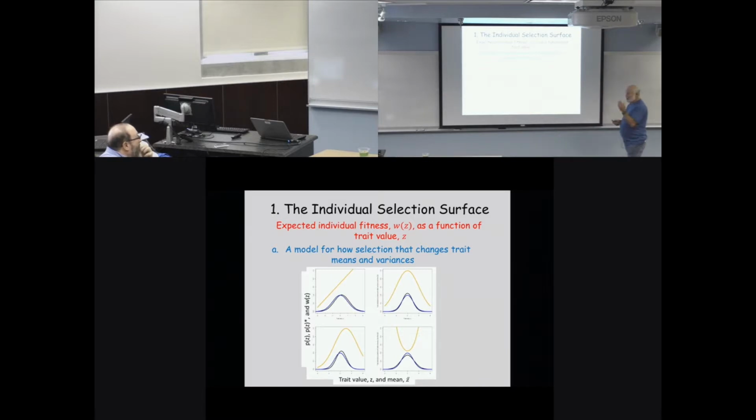Okay, so now I'm in 3 colors today. We've gone from 2 to 3. So that's good or bad. And what I'm going to say here is, in red, I've got the takeaway message from the slide. So at least read this before you go back to your email. The main point here of the individual selection surface is that this is the expected fitness of an individual as a function of trait value.